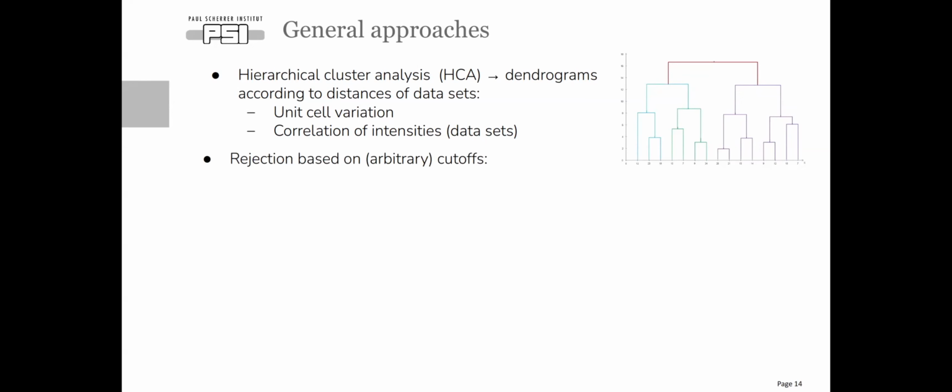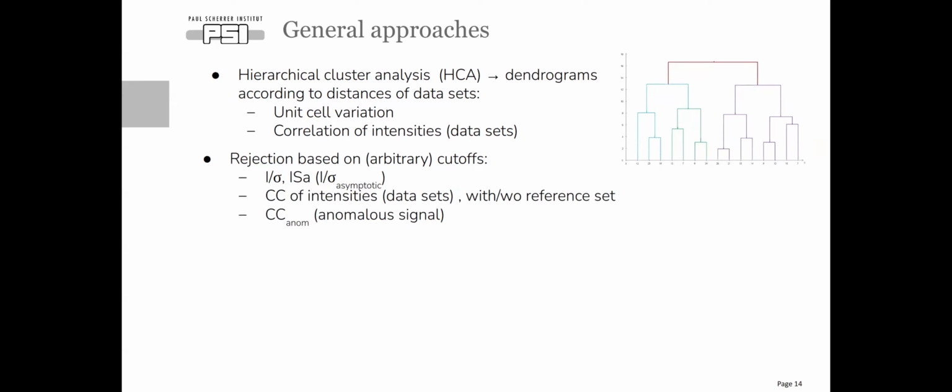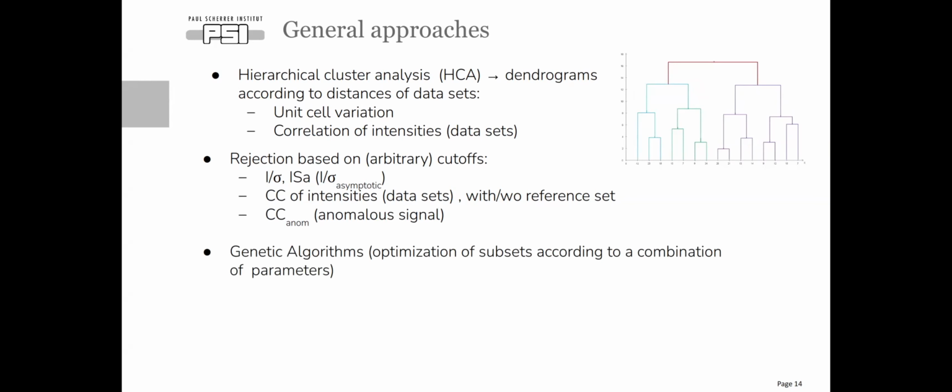Another big approach used in a lot of publications is rejection of data sets according to a cutoff. For example, if a data set has a specific number for I over sigma, or for the correlation coefficient of the intensities, or for example also for Z, for the anomalous signal, then these data sets are rejected or kept for merging. We also have genetic algorithms.